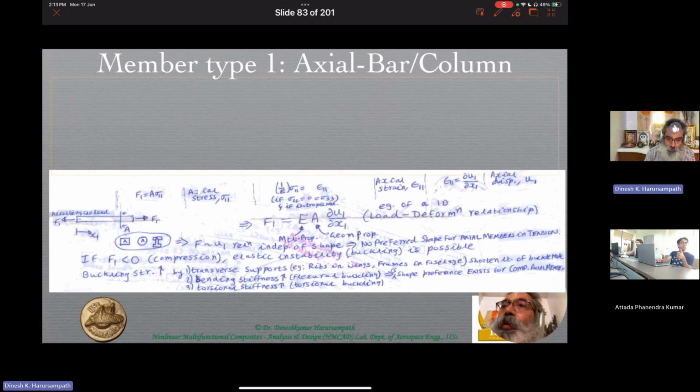Okay, good. So that is the axial bar or the column bar, because we put it under tension. All that we have to do for the column is to reverse the direction, which is what we will explore towards the end of the slide.